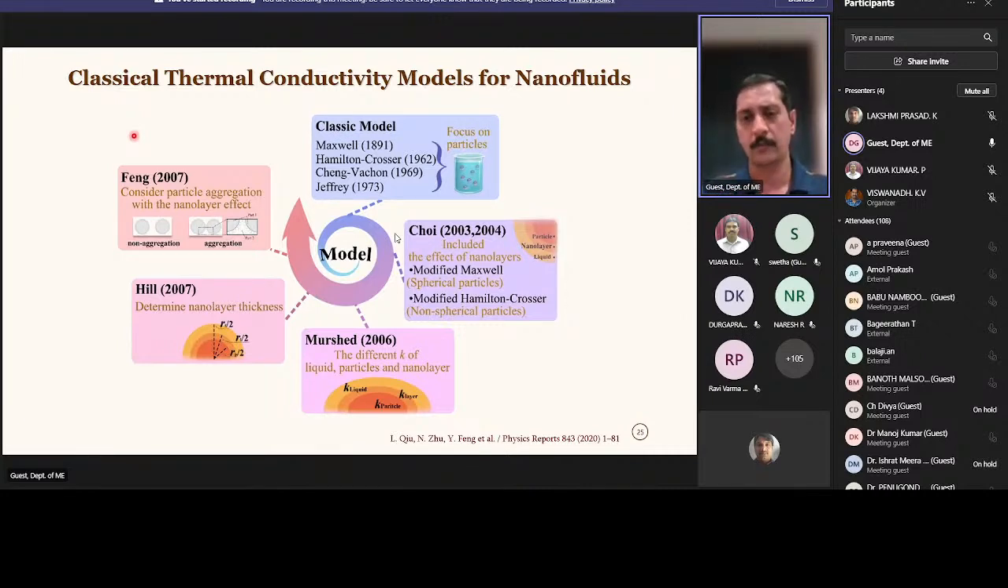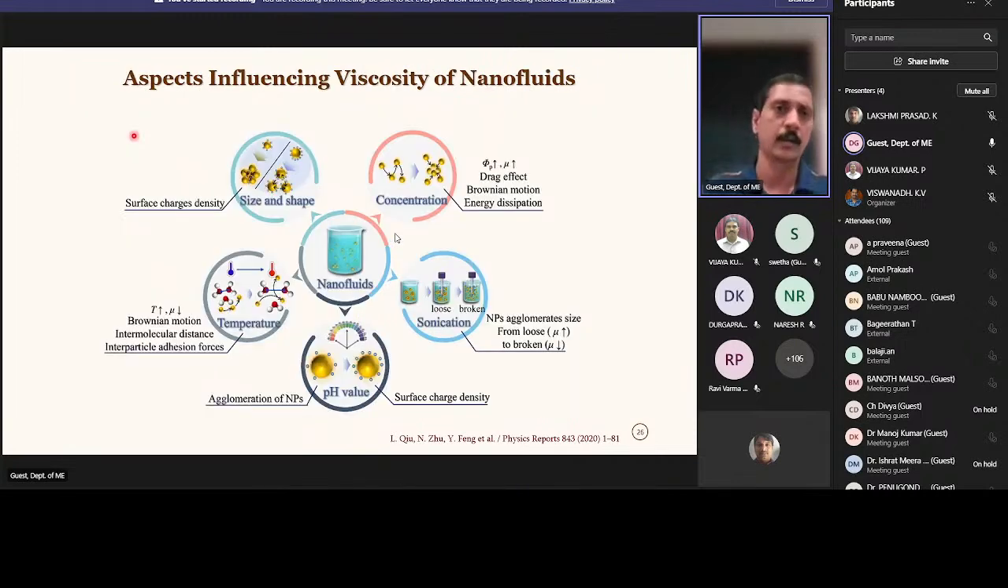So if you want to develop your own correlation, I would recommend you to go through these correlations in the first place to understand the mechanism behind them, how they have been developed, and then you can do some good experimental work, and you can always come up with your own proposed conductivity models. There is a lot of space available for you to develop it.